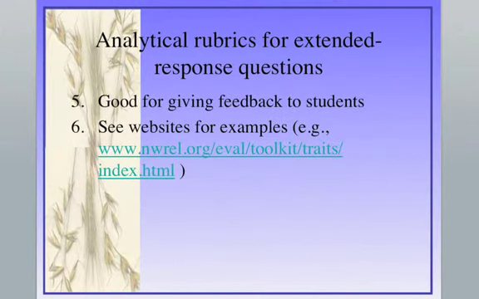Analytic rubrics are also good for giving feedback to your students. They can see, where did I go wrong with my essay? Oh, it was my mechanics, or oh, I didn't stick to the point, or oh, I didn't give enough supporting ideas. And I've given you a link here to take a look at some websites for some examples. And this is the Northwest Regional Education Lab. And there's a toolkit in here, and it's about measuring different kinds of academic outcomes and using rubrics to do that.